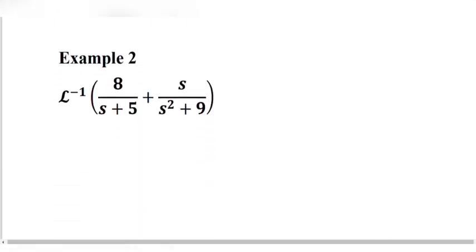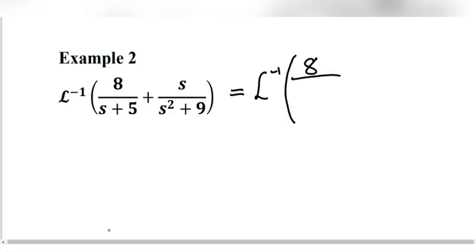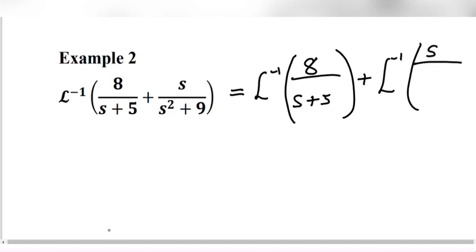Okay, so having something like this, the Laplace inverse of this sum is the sum of the Laplace inverse of each of these terms, which simply means that applying the theorem, this is just going to give us the Laplace inverse of each of the terms: 8 over s plus 5 plus the Laplace inverse of s over s squared plus 9.